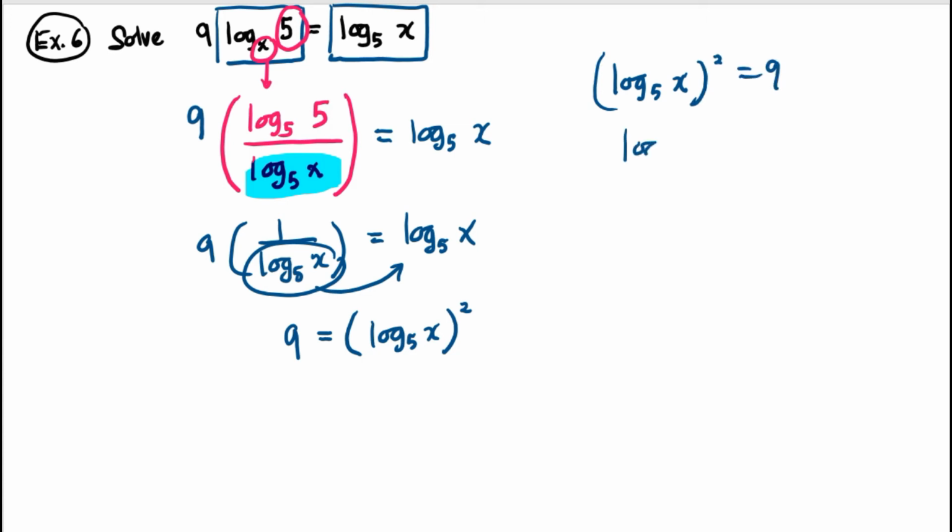Therefore, to find log base 5 of x, it should be the square root of 9. But you have to have a plus or minus here. So log base 5 of x is given by plus or minus 3, because you take the square root for this one.